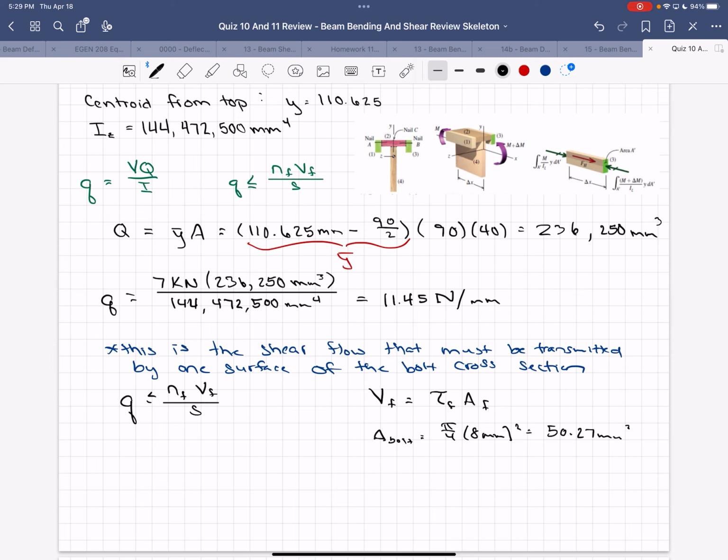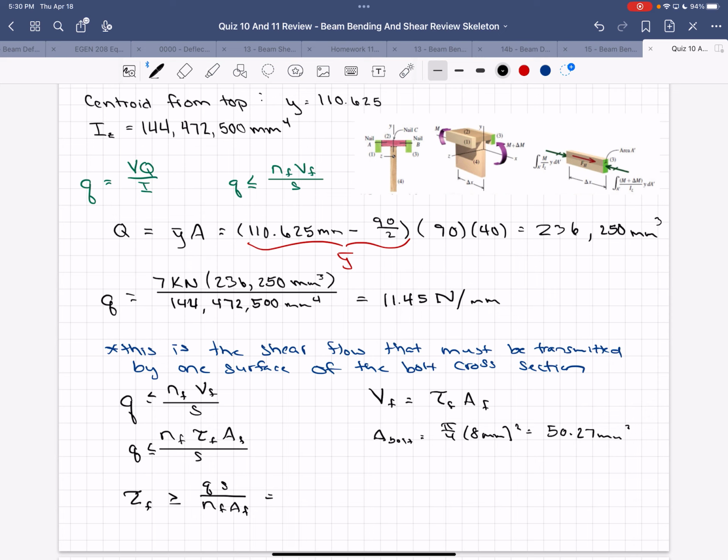Cool. So then Q is less than or equal to NF tau F AF over S. So you rearrange that, and shear stress in the fastener is going to be greater than or equal to QS over NF AF. What's NF? Yes, one. Good job.